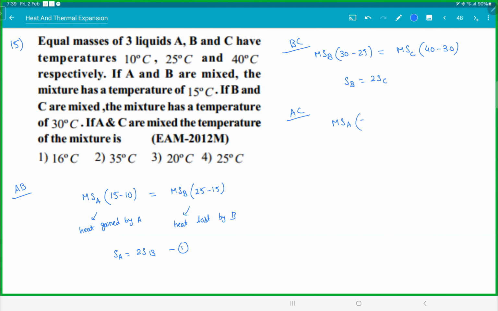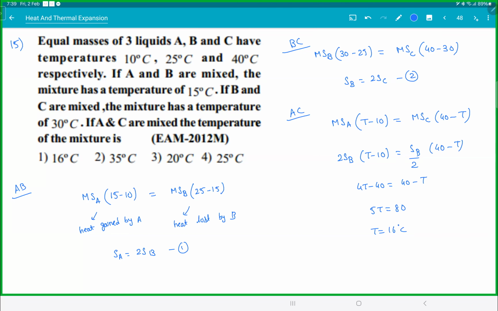M SA, let the final temperature be T. A will gain, obviously, because its temperature is less, and C will lose here. So this will be 40 minus T. Just be careful with the signs. From equations 1 and 2, we can clearly see SA is 2 SB, T minus 10, and SC is SB by 2, 40 minus T. SB cancels. We end up with 2 times (T minus 10) is equal to 40 minus T. So 5T is equal to 80 and T is equal to 16 degrees.